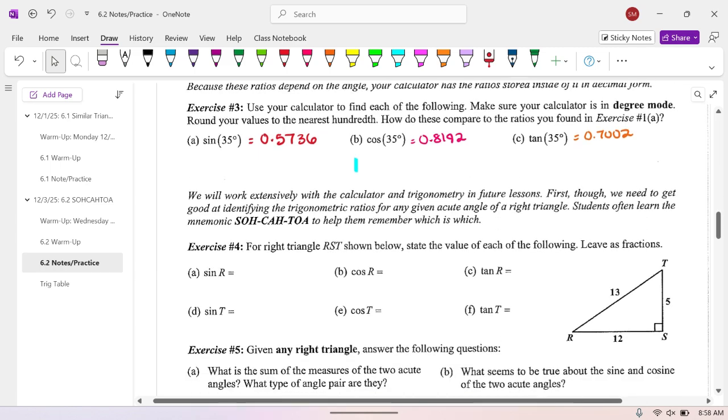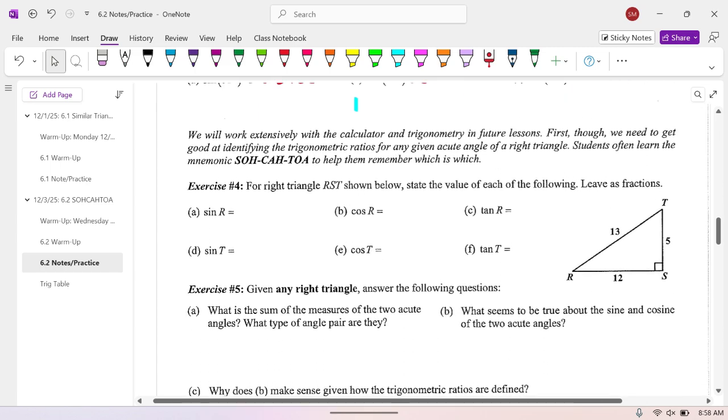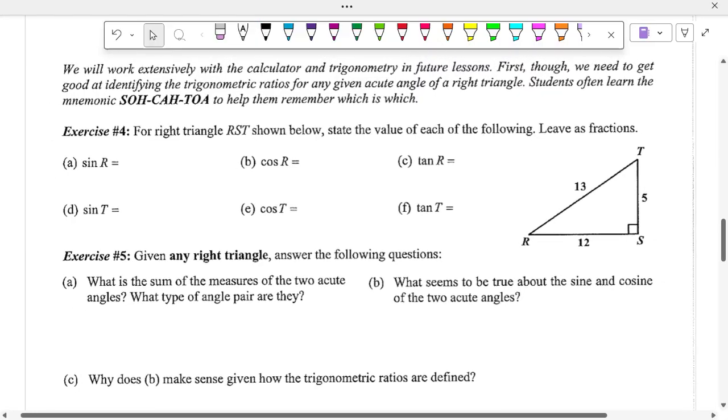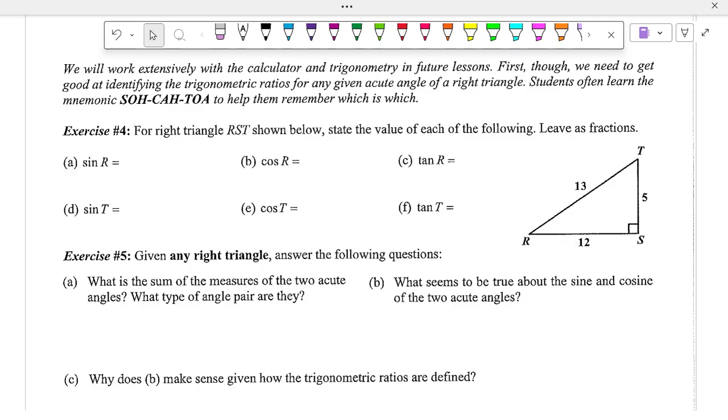Now, in future lessons, we will be working extensively with that calculator. But for right now, we're more focused on making sure that you get those ratios. So you've got to be paying attention to what the reference angle is and then label accordingly. So let's do some practice with just setting up the ratios.